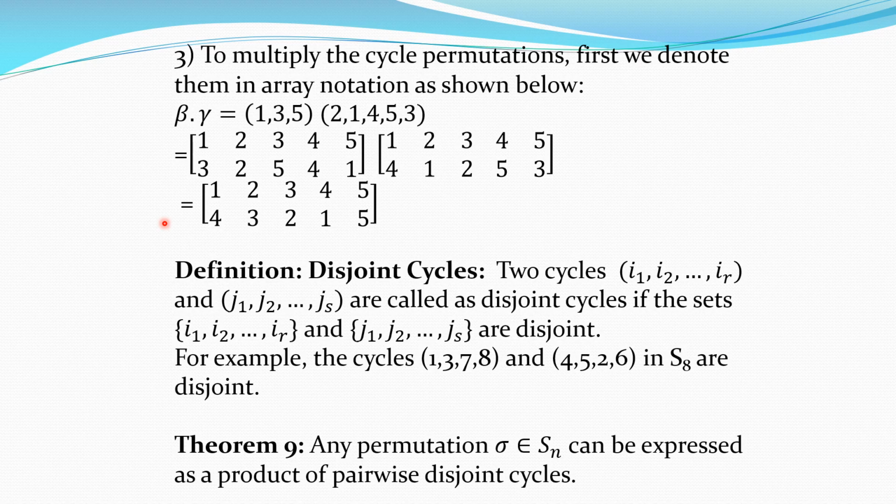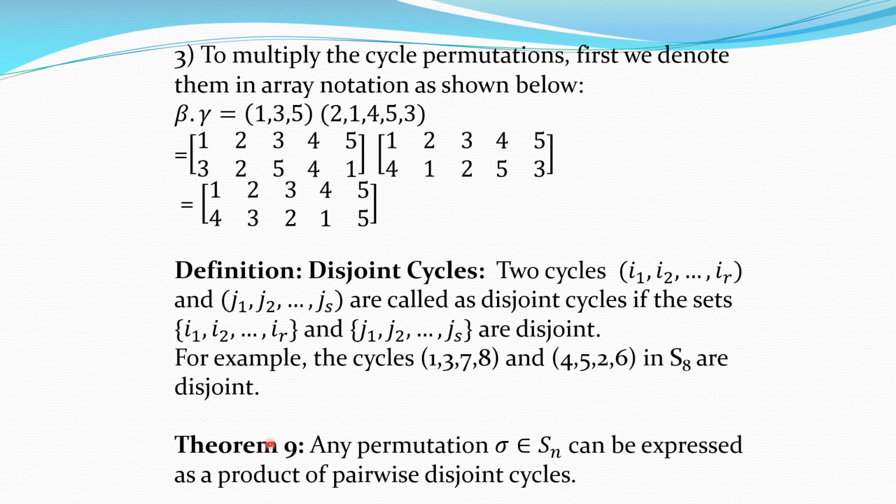Now, the next definition is disjoint cycles. Two cycles (i1, i2, ..., ir) and (j1, j2, ..., js) are called disjoint cycles if the sets {i1, i2, ..., ir} and {j1, j2, ..., js} are disjoint. Similar to two disjoint sets, they do not have any element in common. For example, consider the cycle (1, 3, 7, 8) and another (4, 5, 2, 6). They do not have any element common. So these two are disjoint cycles in S8.